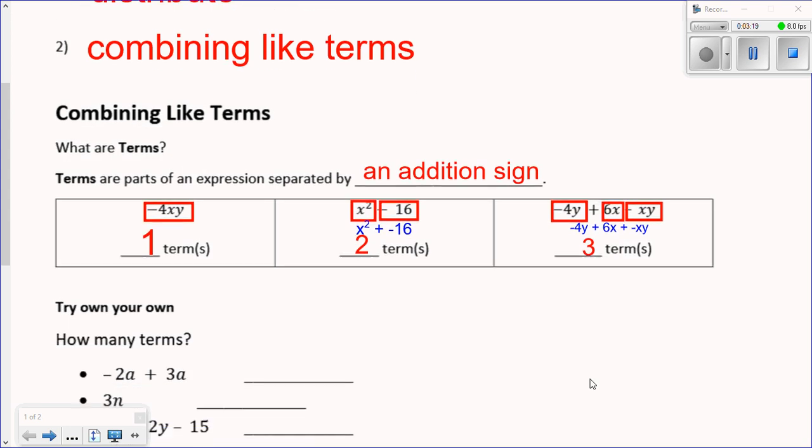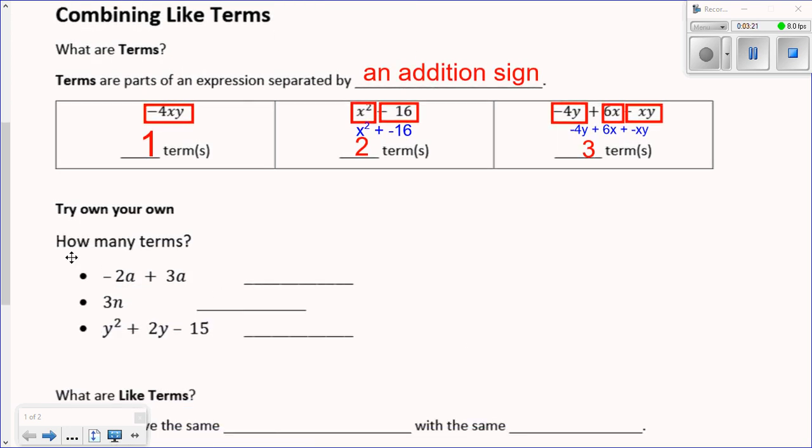Okay? You guys are going to try these on your own. Just tell me how many terms are in each expression. It would be very helpful for you if you tried to box the terms, like I did in the example. Alright, you can pause the video now and do these three, or you can come back to it later.